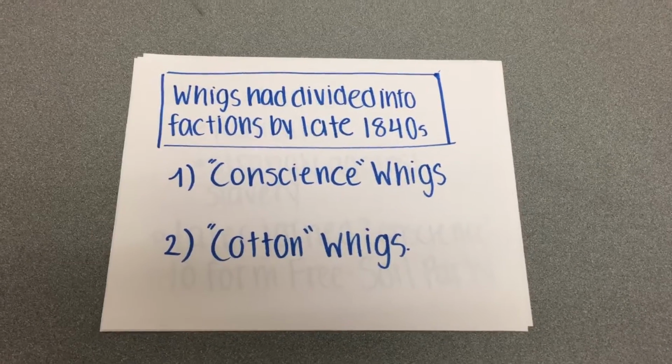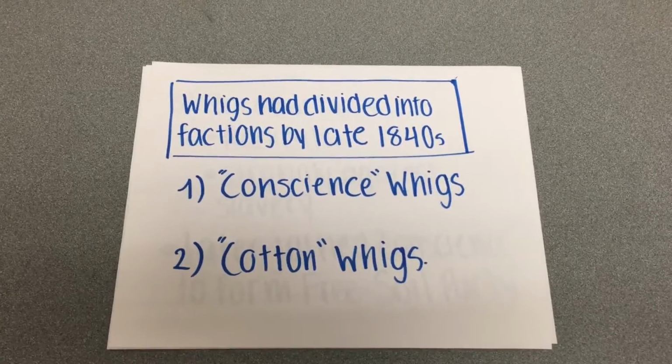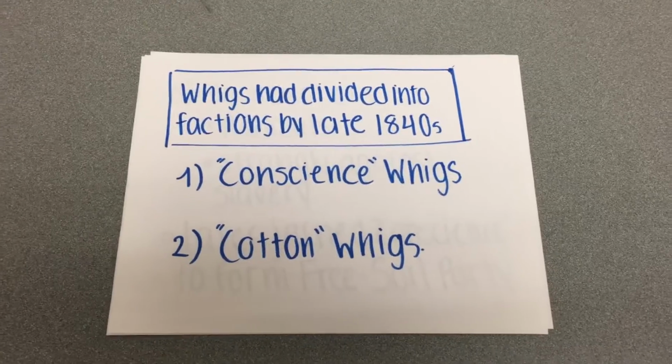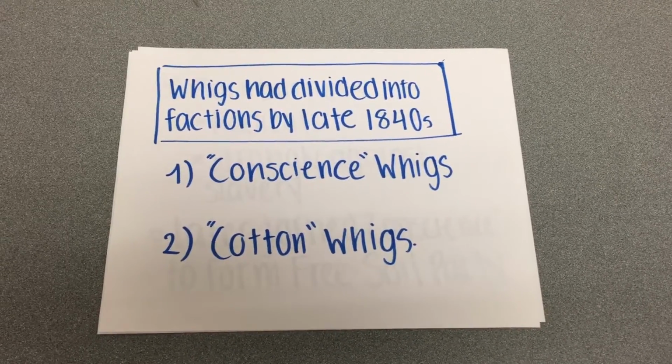After the election of 1840, differences between members of the Whig Party became more evident, spurring the divide of the party into different factions. The Conscience Whigs and the Cotton Whigs were representations of the initial divide in the party between the Northerners and Southerners.